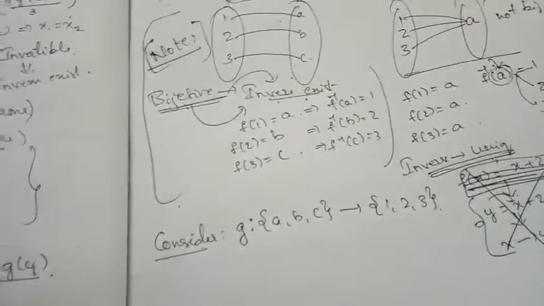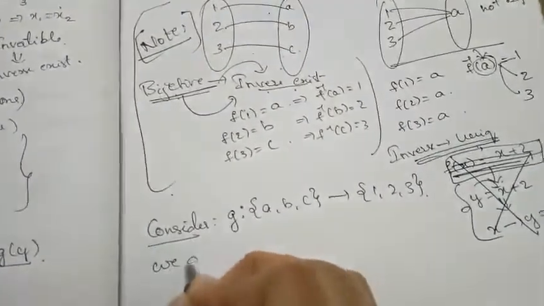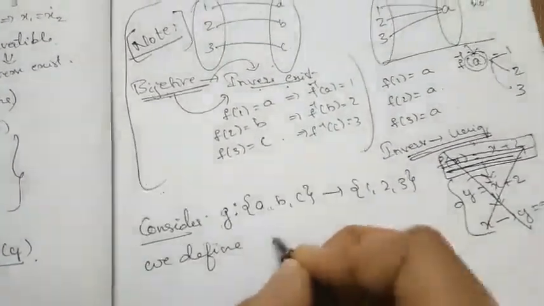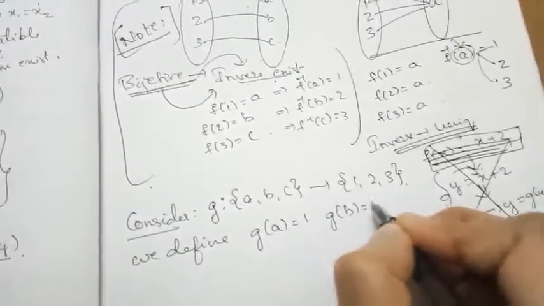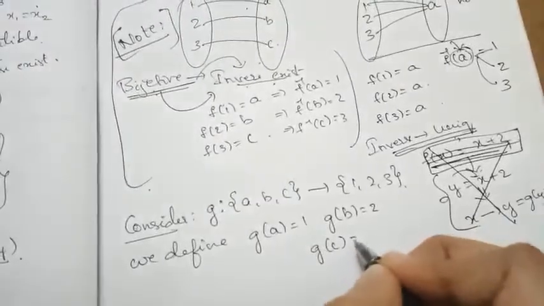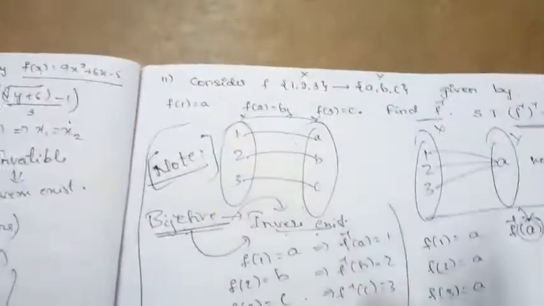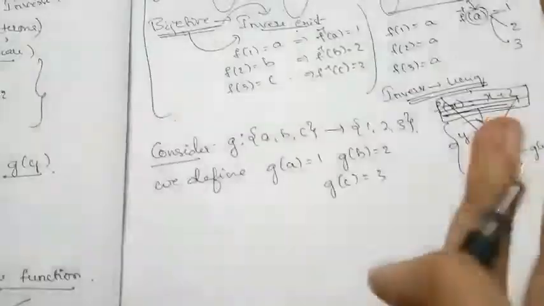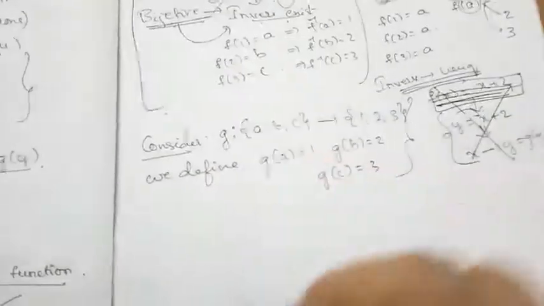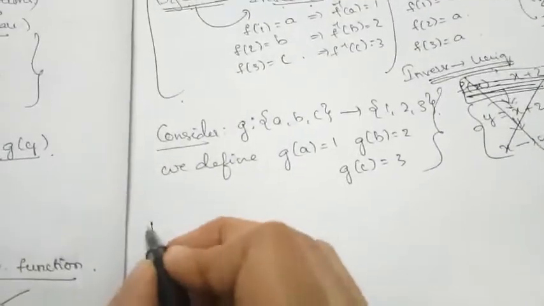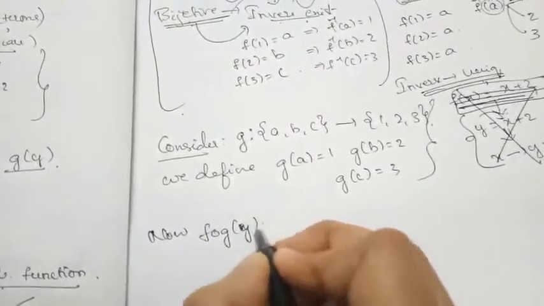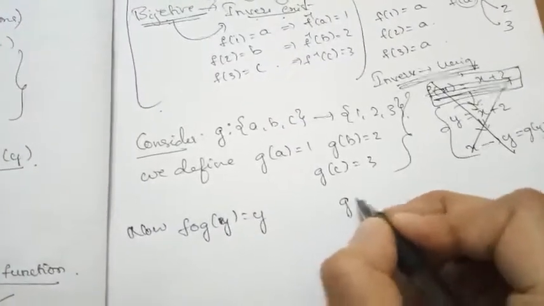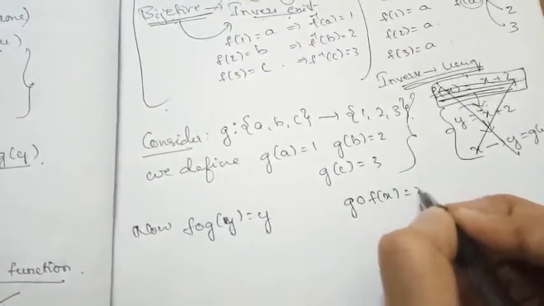I am only defining the function. We are considering this function and we define it as g of a is equal to 1, g of b is equal to 2, and g of c is equal to 3. With respect to this itself, I am defining this function. It is defined by myself here. After defining this function, now I am proving f of g of y is equal to y and g of f of x is equal to x.